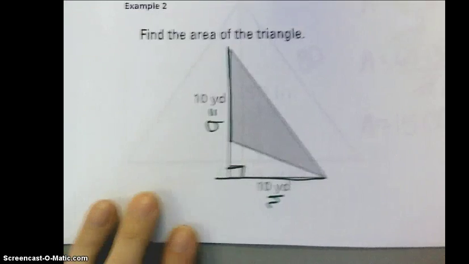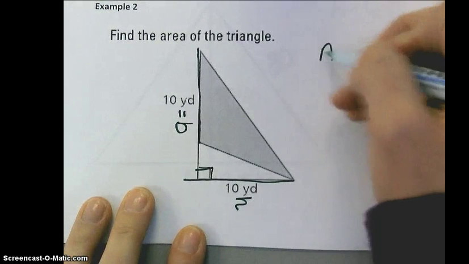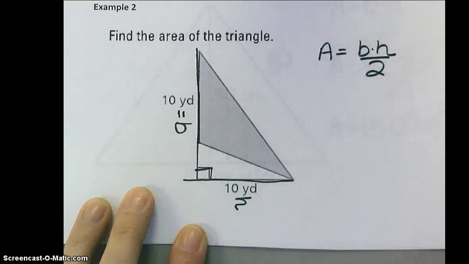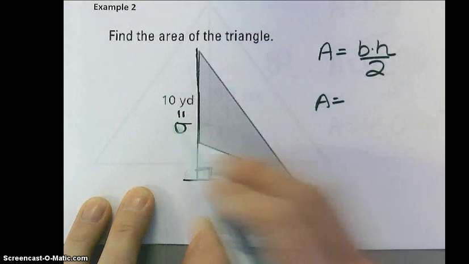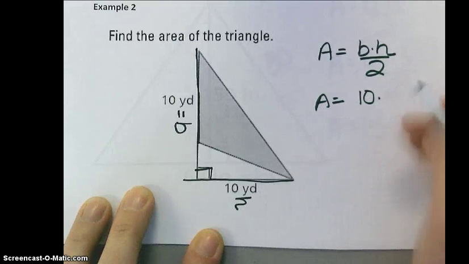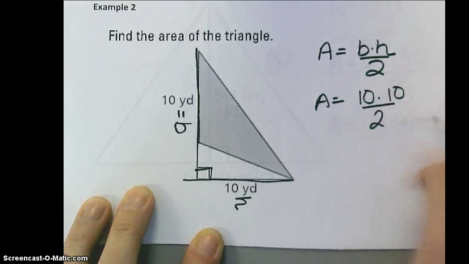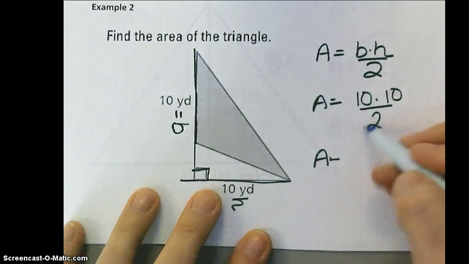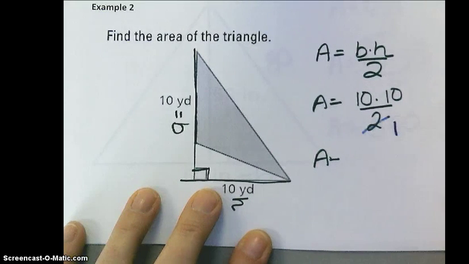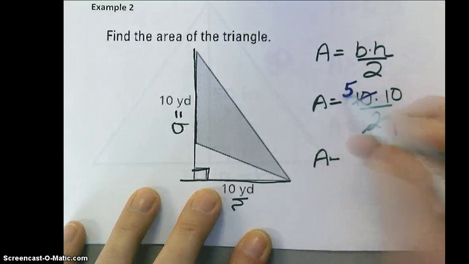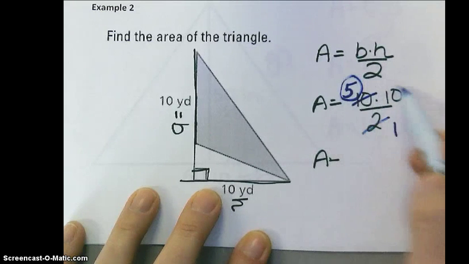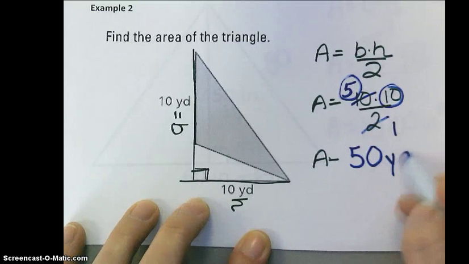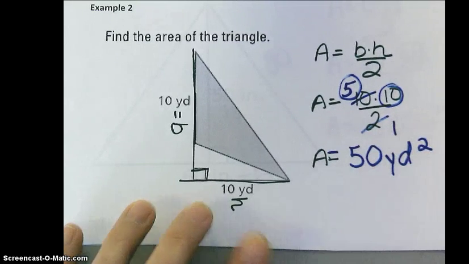So now when I plug it into my formula, I get the area equals base times height divided by 2. Area equals 10 times 10 divided by 2. Once again, let's look to cross cancel. Make it easier on us. 2 goes into 2 once, and 2 goes into 10 5 times. So all I have left is 5 and 10. So I get 50 yards squared. And that is the area for that triangle.